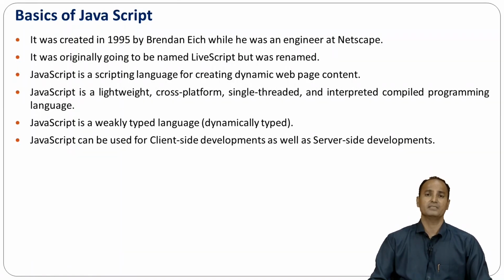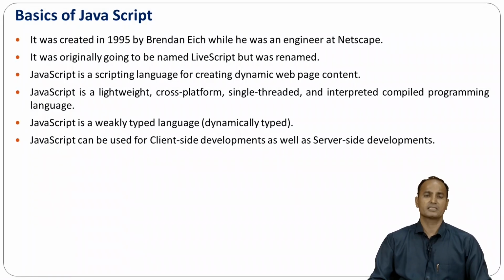JavaScript is a lightweight, cross-platform, single-threaded, interpreted and compiled programming language. As we already said, it is based on the syntax of Java, and it supports most probably all the features of Java except a few. Then it is definitely platform independent. It is lightweight, it supports single-threading, and it is also an interpreted language.